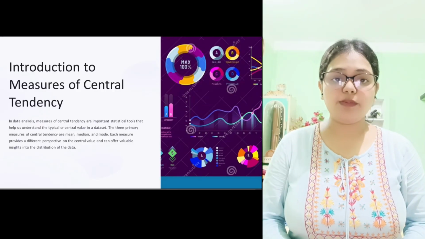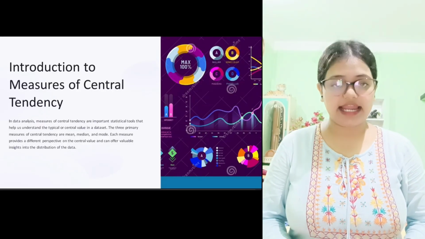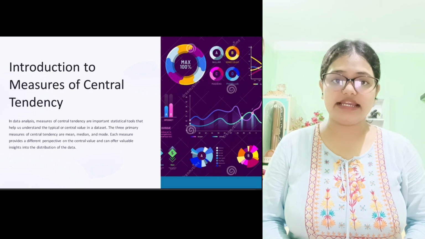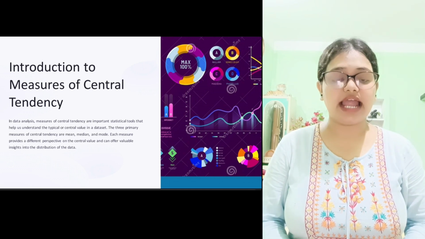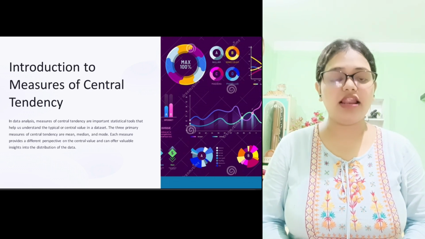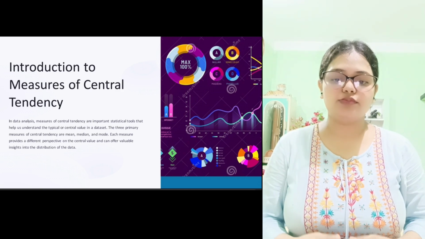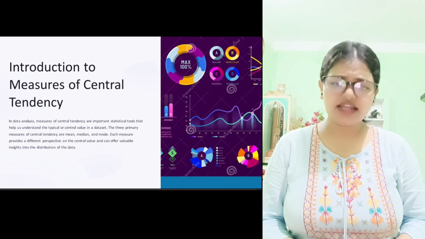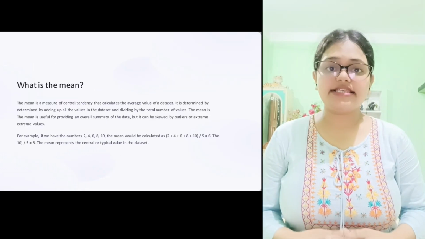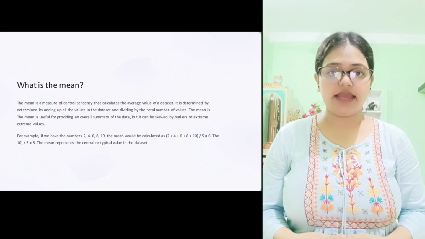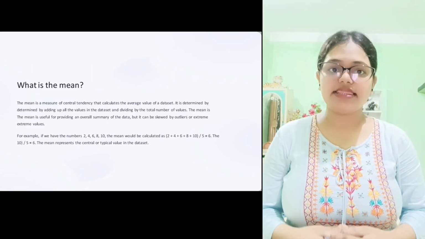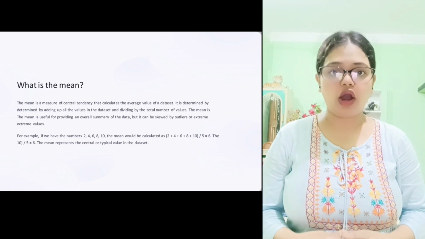So, introduction to measure of central tendency. In data analysis, measures of central tendency are important statistical tools that help us understand the typical or central value in a dataset. The three primary measures of central tendency are mean, median and mode. The next is, what is mean? The mean is a measure of central tendency that calculates the average value of a dataset.